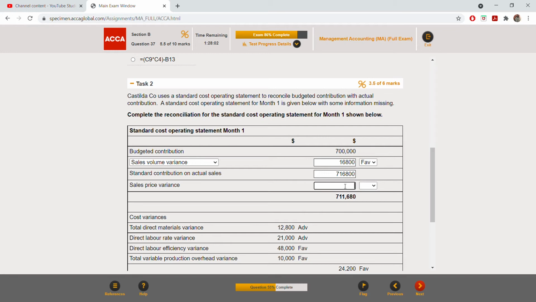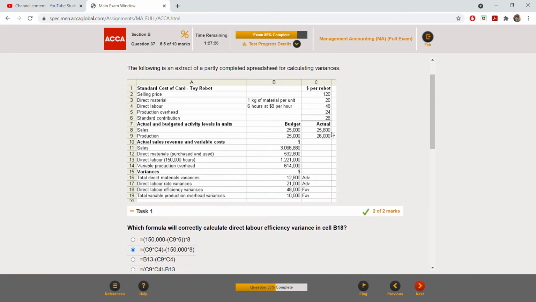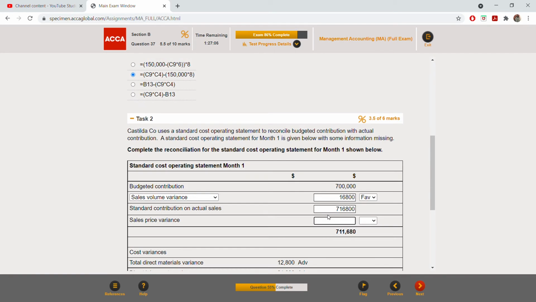Now, what is it? Sales price variance. How do you calculate the sales price variance? Sales price variance is actual sales into budgeted selling price minus actual revenue. So what is your actual sales? Actual sale is 25,600, into the budgeted selling price. What is the budgeted selling price? 120, minus the actual revenue. What is the actual revenue? Actual revenue is this one, 306,880. So you'll be getting 5120.